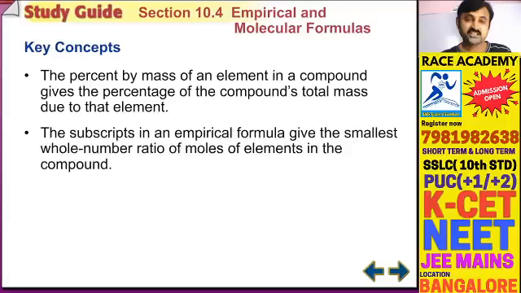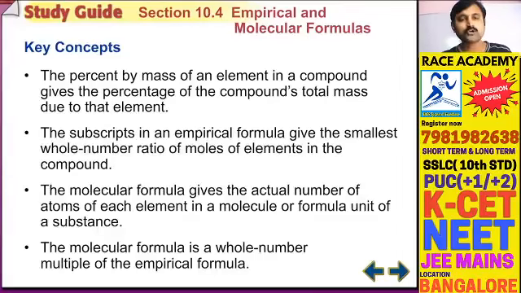In the fourth session, we discussed empirical and molecular formulas. First we calculate the percentage by mass of each element. Then that percentage is divided by the molar mass of the element. After that we get subscripts, which we convert to the smallest whole numbers. That we call the empirical formula. The molecular formula can be calculated only after the empirical formula, to get the actual number of atoms of each element in a molecule and the formula unit of the substance. So the molecular formula is nothing but a whole number multiple of the empirical formula.